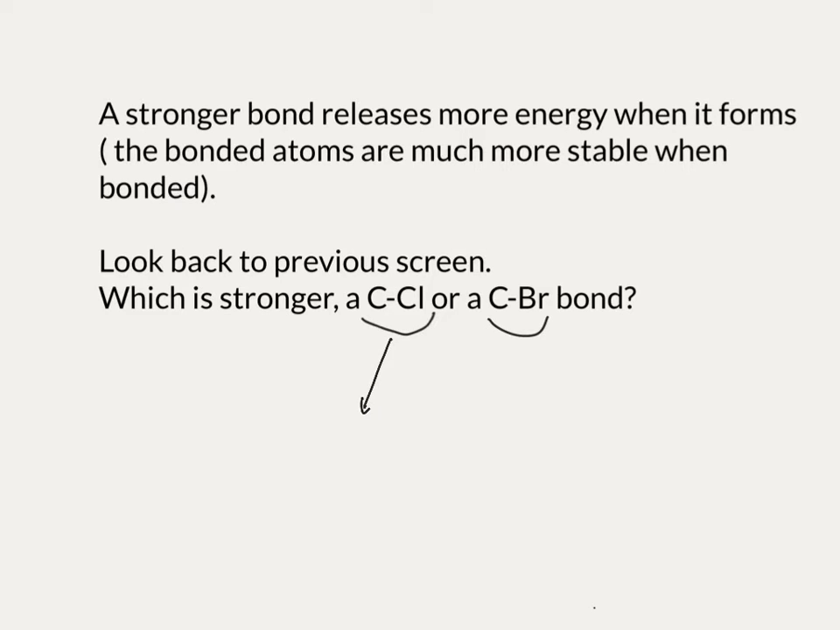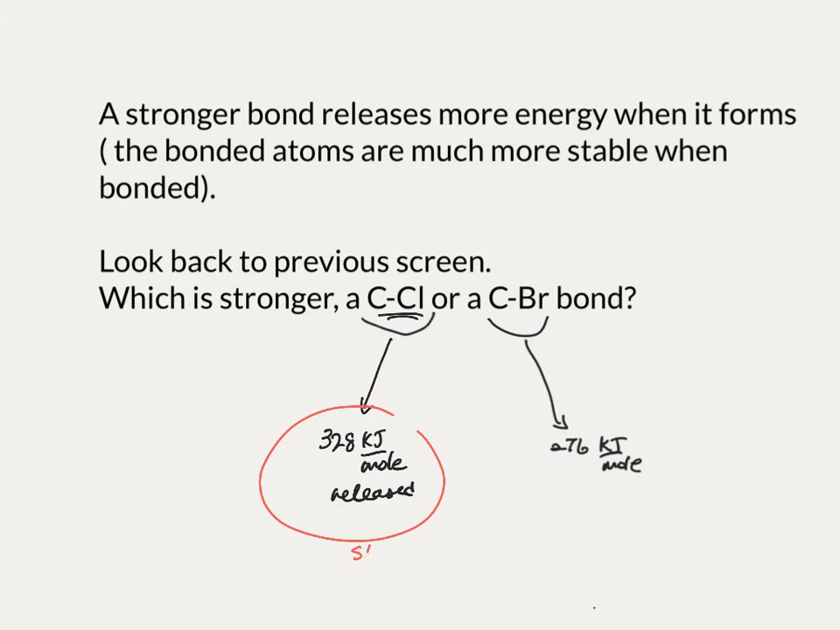After checking the values, you can see that 328 kilojoules per mole are released in the formation of the C-Cl bond, whereas only 276 kilojoules per mole are released in the formation of the C-Br bond, and so this is a stronger bond. We will get into more of this when we study bonding in more detail.